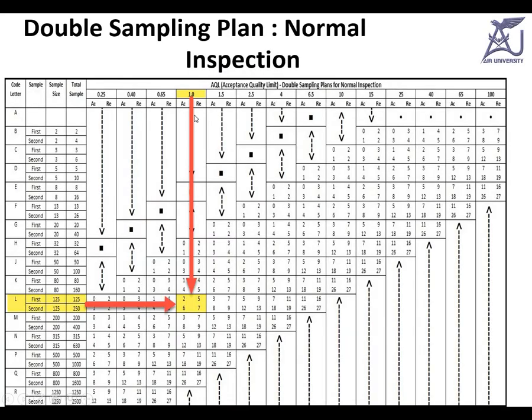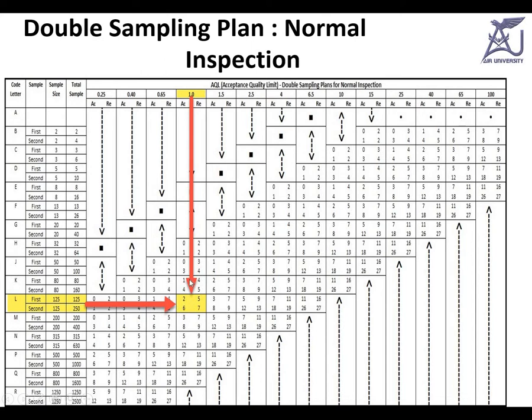Look at this chart. For example, this is the acceptable quality level, AQL 1%, and look at this number. This is C1, this is C2. This is rejectable number 1, rejectable number 2. This is acceptable number 1, acceptable number 2. This is C1, this is C2. The first sample is 125, the second sample is again 125. The total, N1 plus N2, is equal to 250. So you are looking for C1 and then for C2.